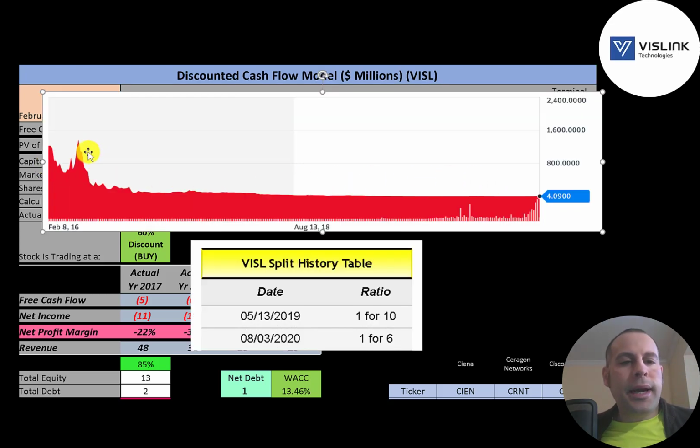It appears the stock price was over $1,000, but it was never that high. It only appears that high because they did a 1-for-10 reverse stock split in 2019 and a 1-for-6 reverse stock split in 2020. So you would have to divide these numbers by 60 to get the true value on those dates.